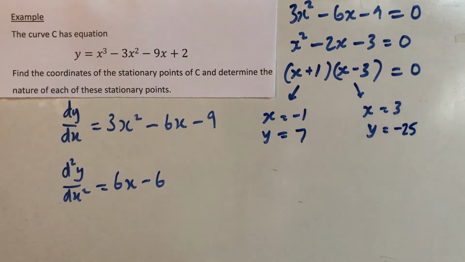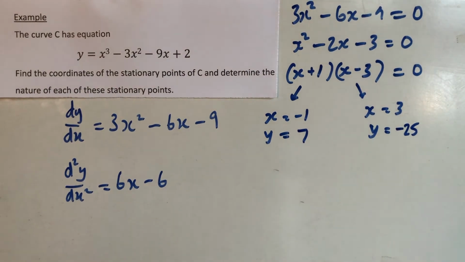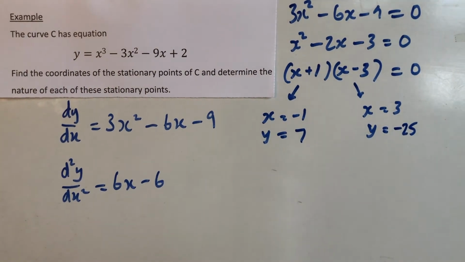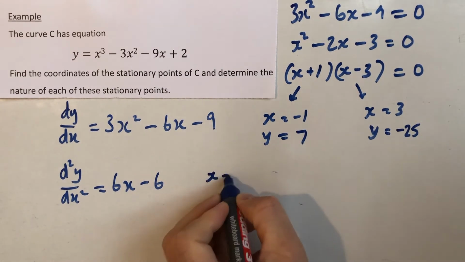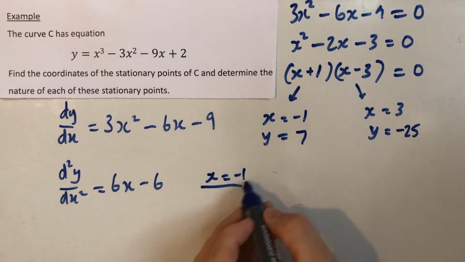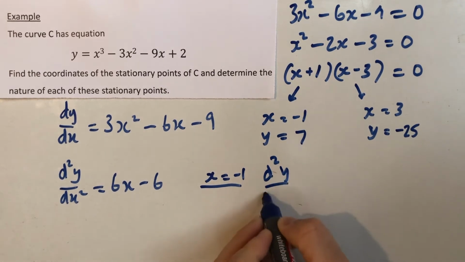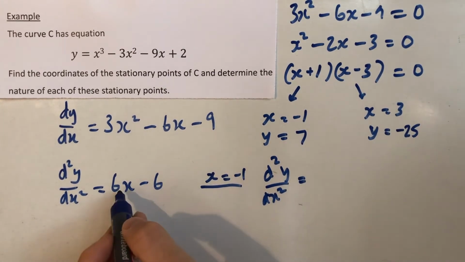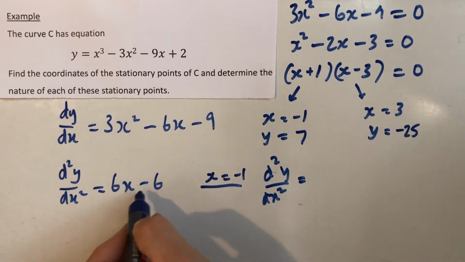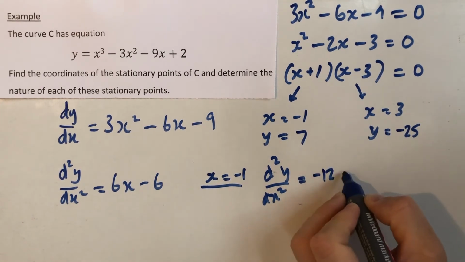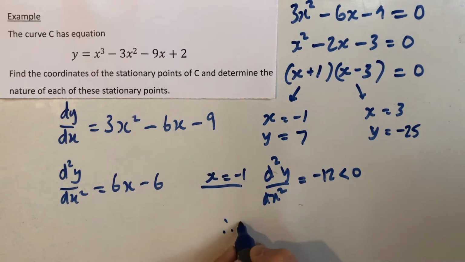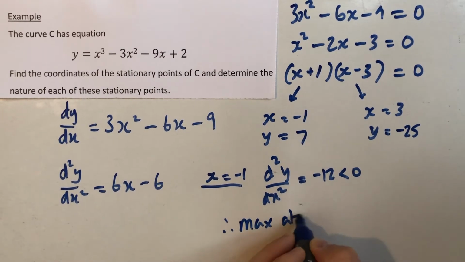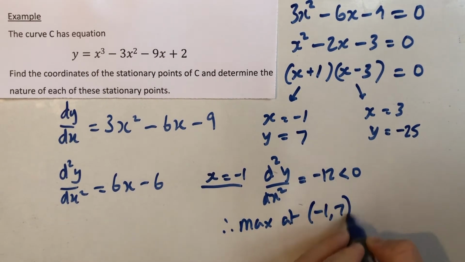So next thing, with them two corners worked out, we need to put minus 1 into the second derivative. So when x equals minus 1, we have that the second derivative works out to be minus 6 minus 12, which is below 0. So therefore we have a maximum at minus 1, 7.